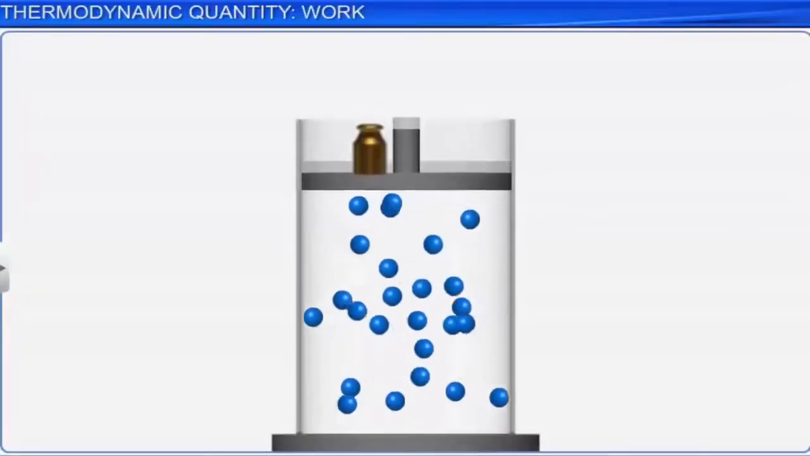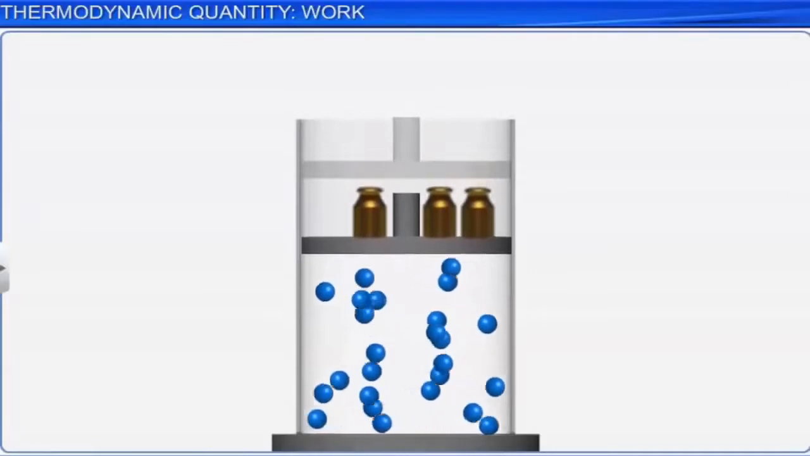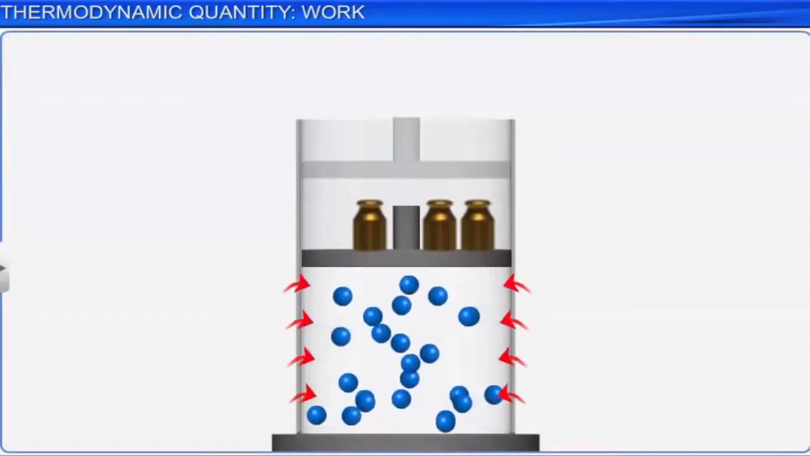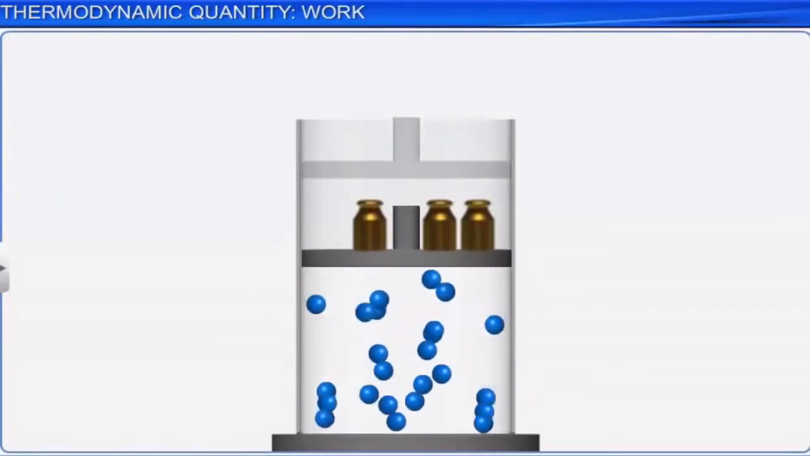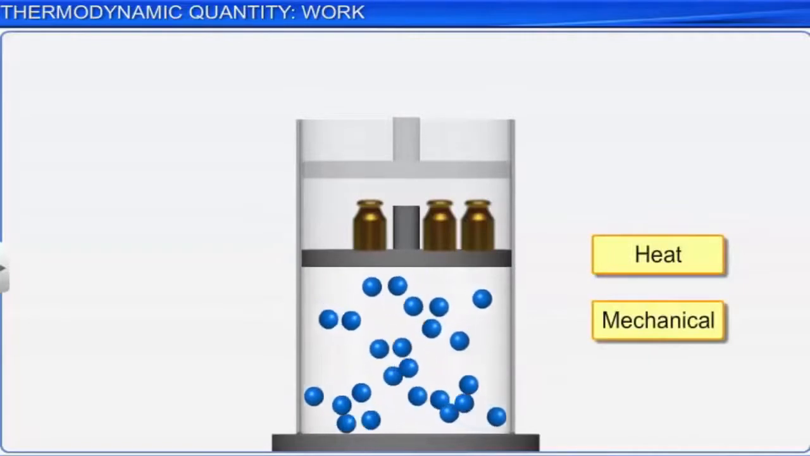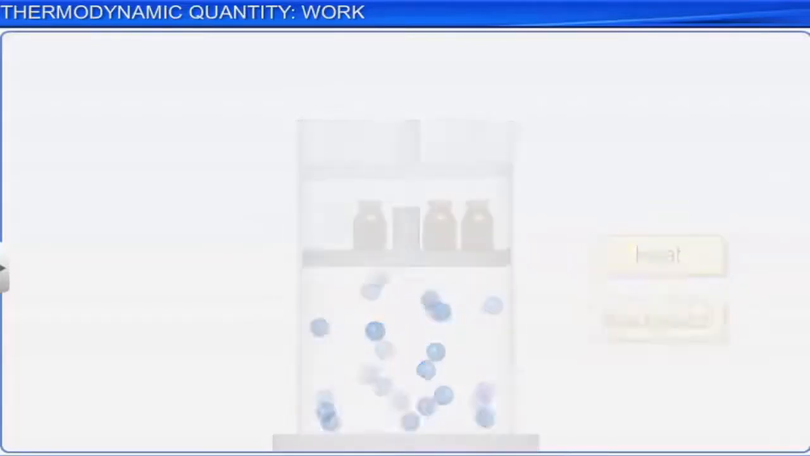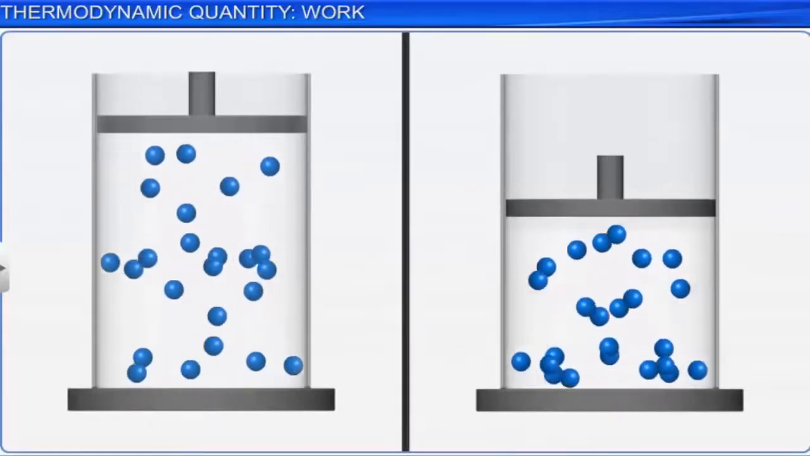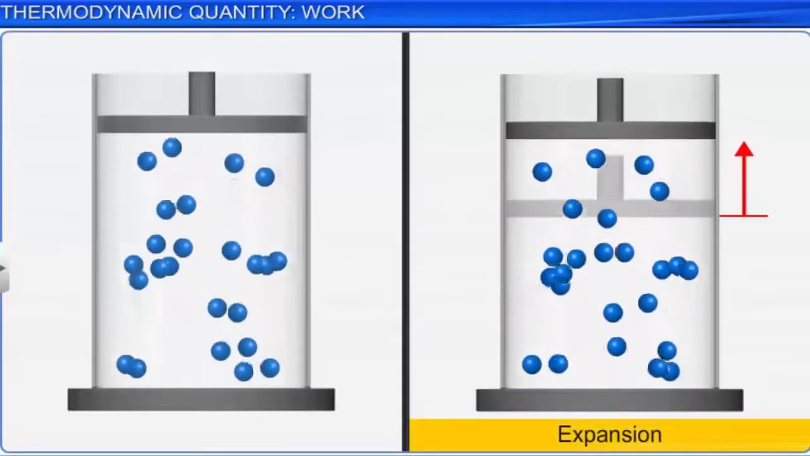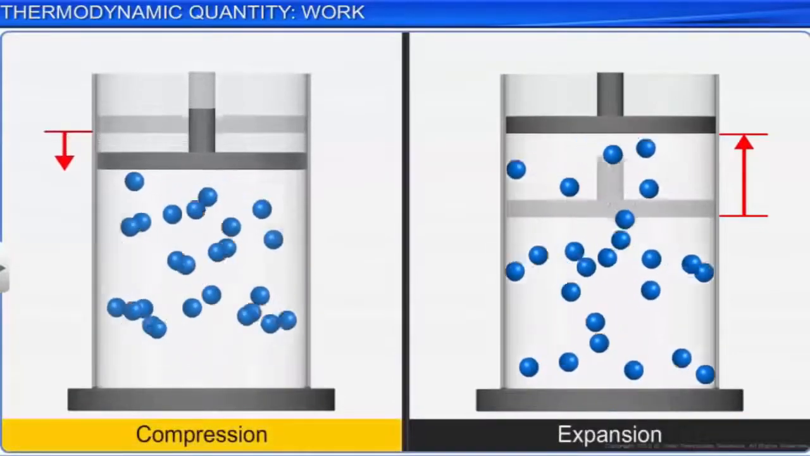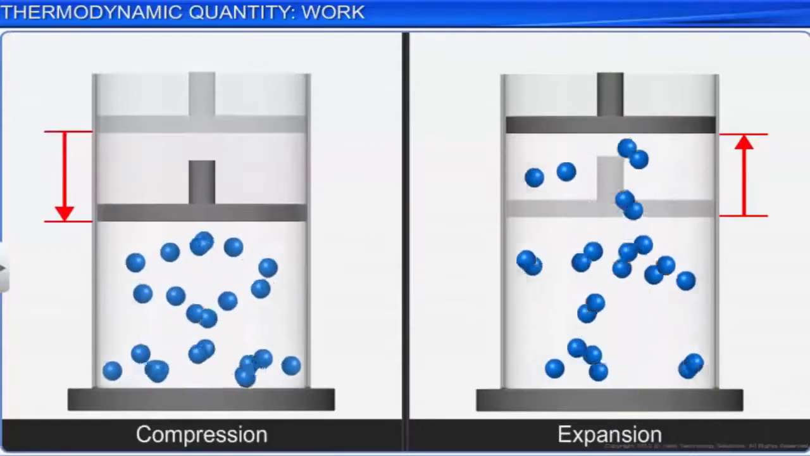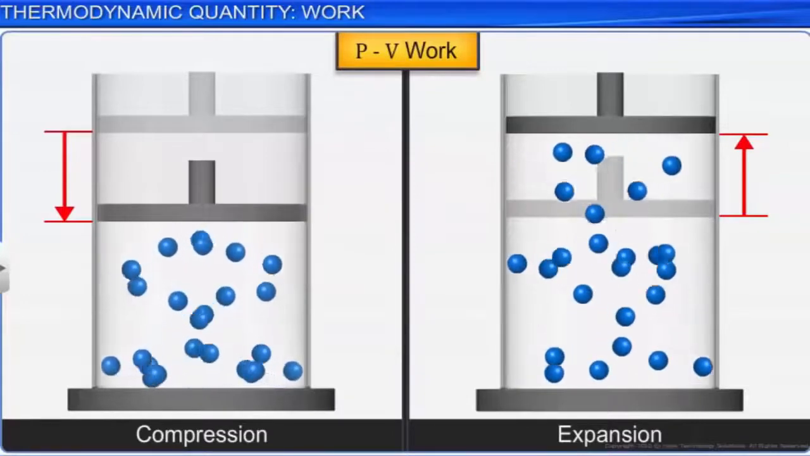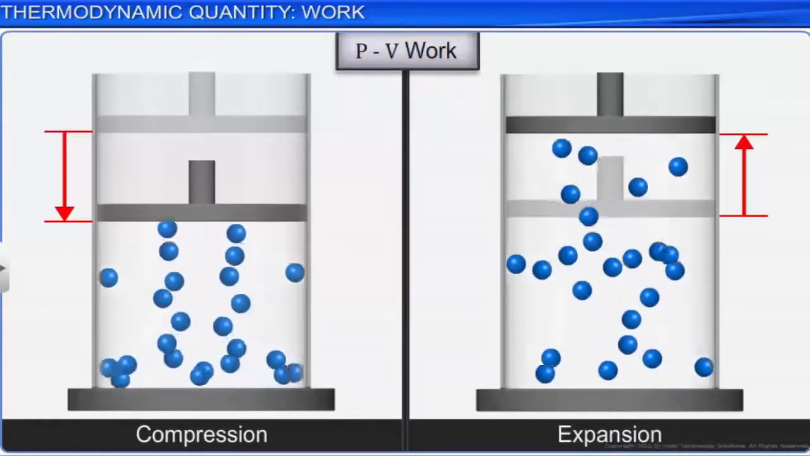When a change in the state of a system occurs, energy is transferred either to or from the surroundings. This energy may be transferred as heat or mechanical work. In thermodynamics, the only type of work generally considered is the work done in expansion or compression of a gas. This is known as pressure volume work, or PV work. Let us understand this better with an example.